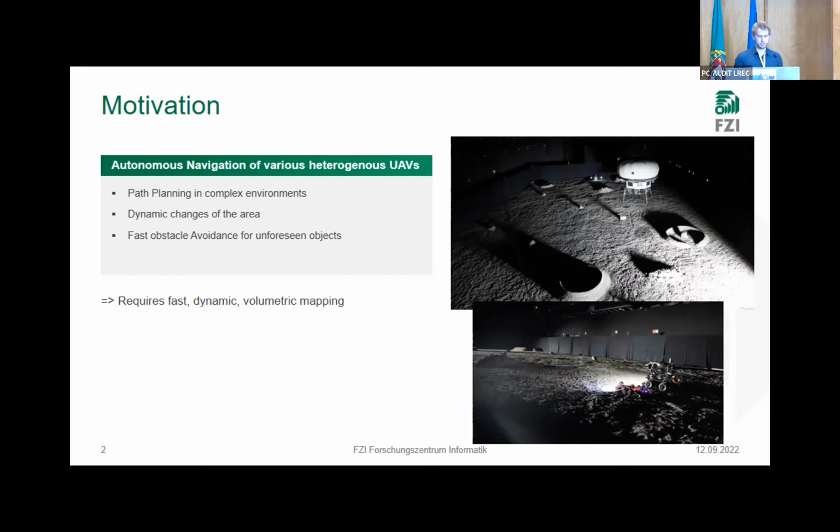So basically we needed path planning in complex environments, which also covers dynamic changes of the area and fast obstacle avoidance to avoid each other, because we participated with a team of robots. I don't know if we can see them in the lower right image. We had an ANYmal and a Spot robot and a Husky platform for science equipment.